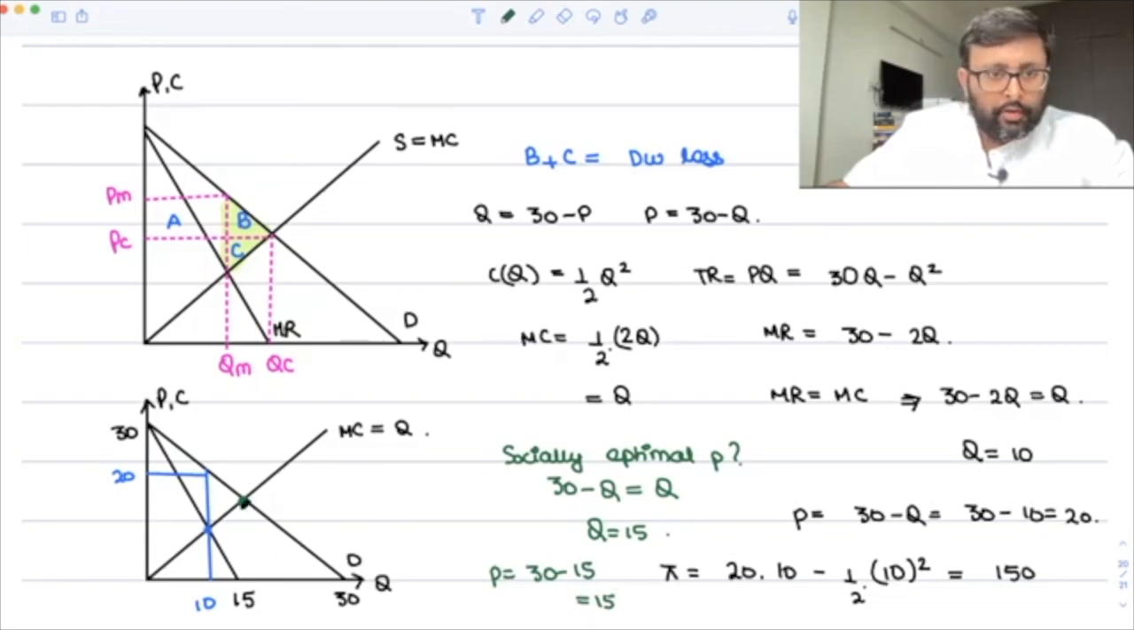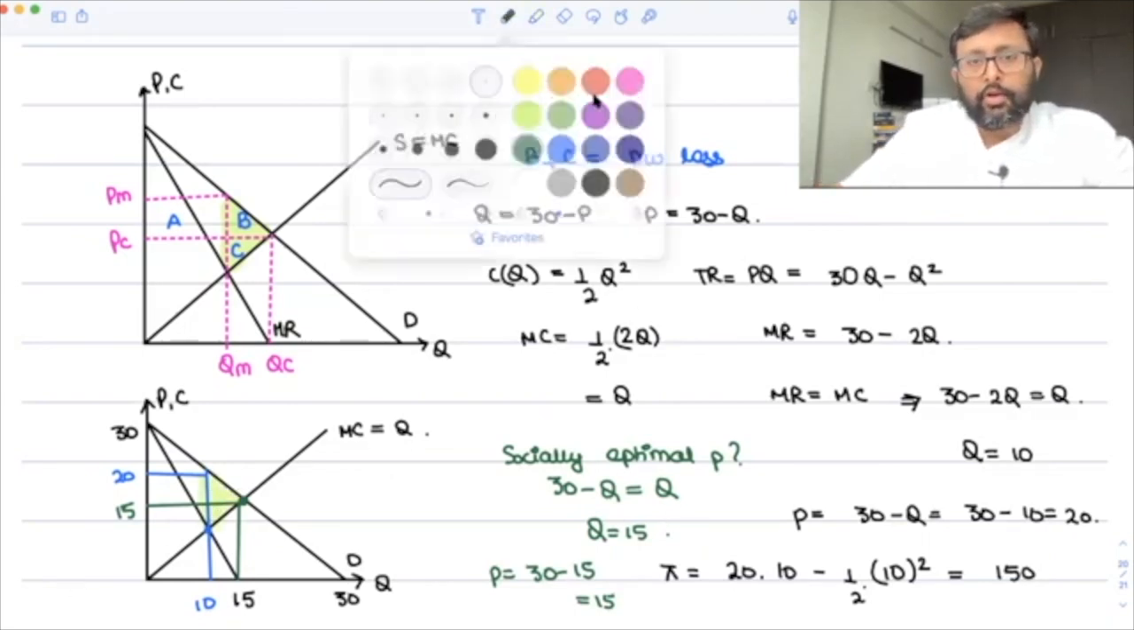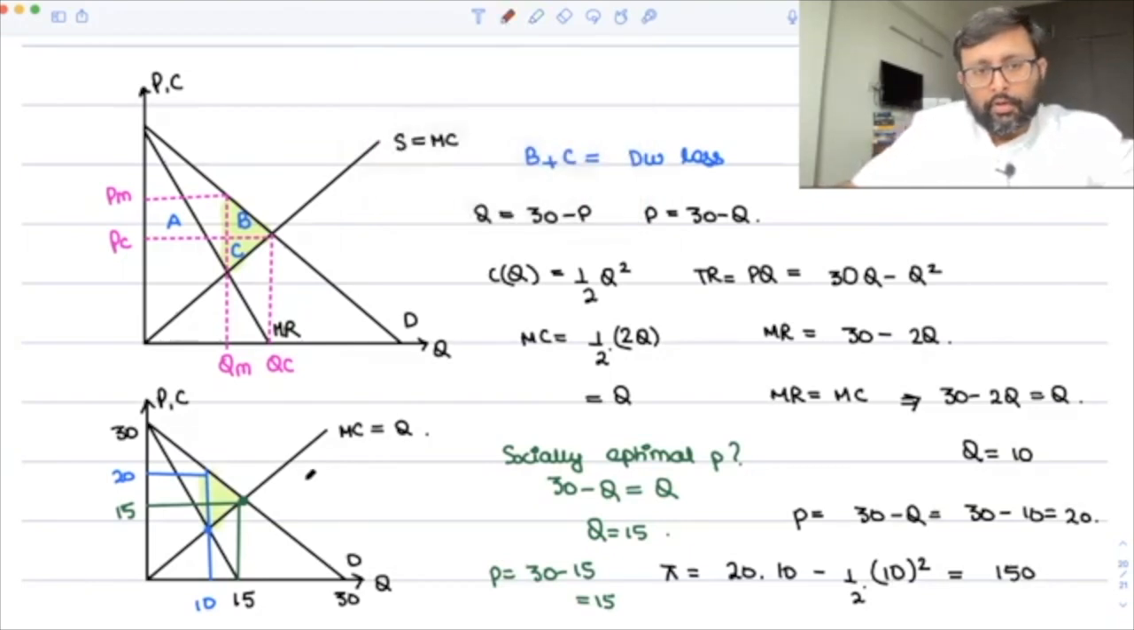Fair enough. So this is what my quantity is under the competitive structure. This is what my price is, right? So what is going to be the deadweight loss? Deadweight loss is this area. So how do you calculate deadweight loss? That is the area of this triangle.